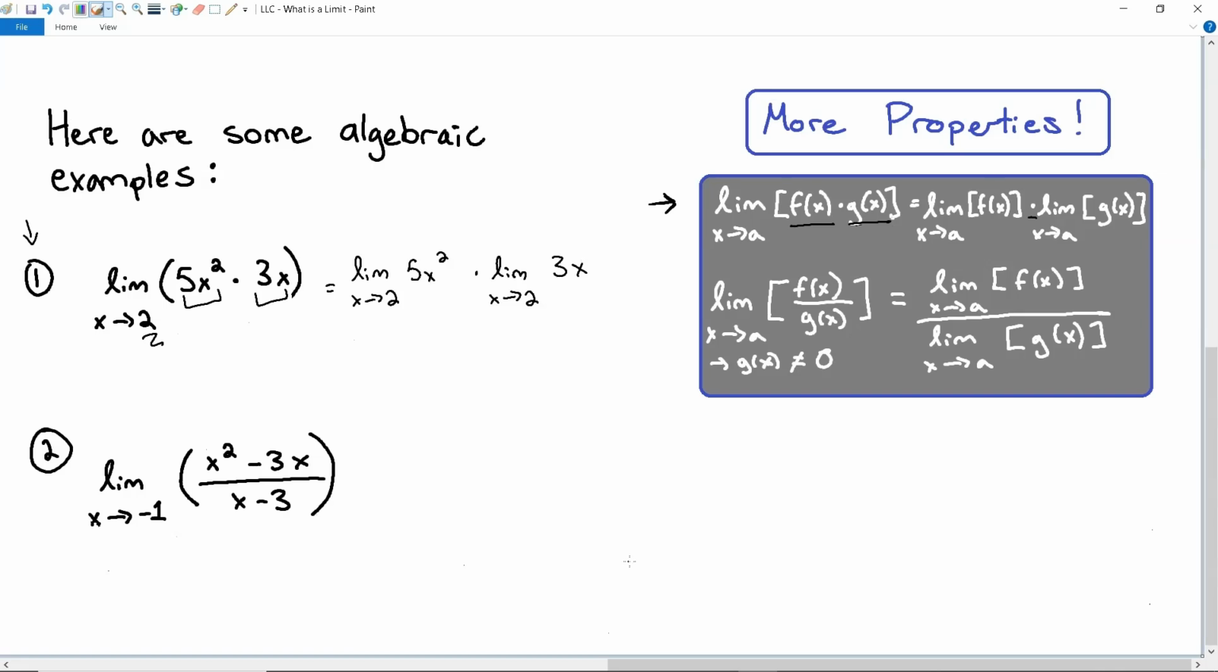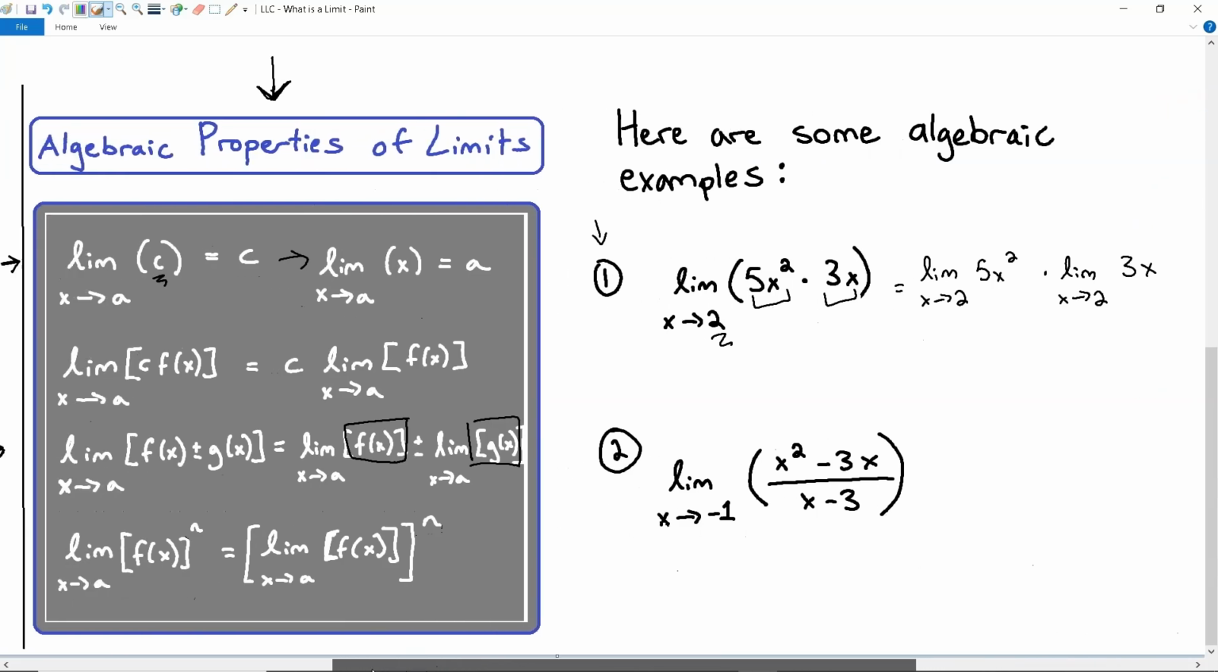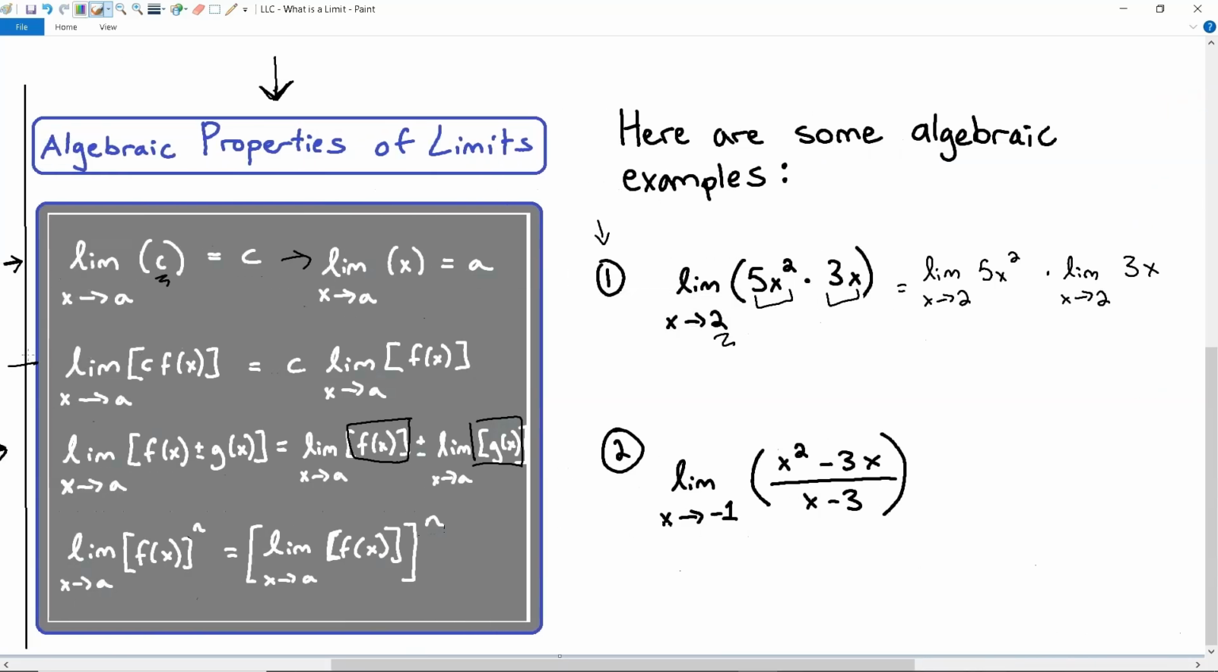All right. Now I'm going to go back and get another property that will be useful here. This one right here. So it's showing that if I have a constant, or basically a coefficient, in front of the chunk of the function that I'm working with, I can basically pull it out and have it separate from my limit. So if I look at the 5x squared, I could rewrite this as 5 times the limit as x approaches 2 of x squared. So I've just taken this 5 and pulled it out of my limit.